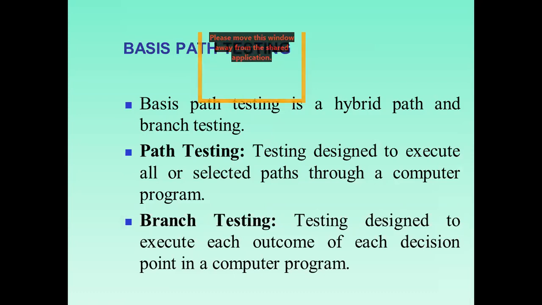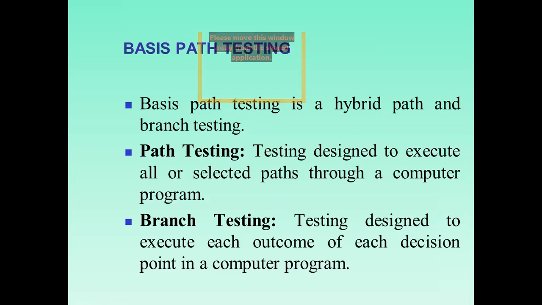Basis path testing. What is this? Basis path testing is a hybrid of path and branch testing. Okay, so this is also called the hybrid path and branch testing. So in this case, we can check the branch as well as the path. So what is the path testing here? Testing designed to execute all or selected paths through a computer program. So here we use some tools to check the path testing.